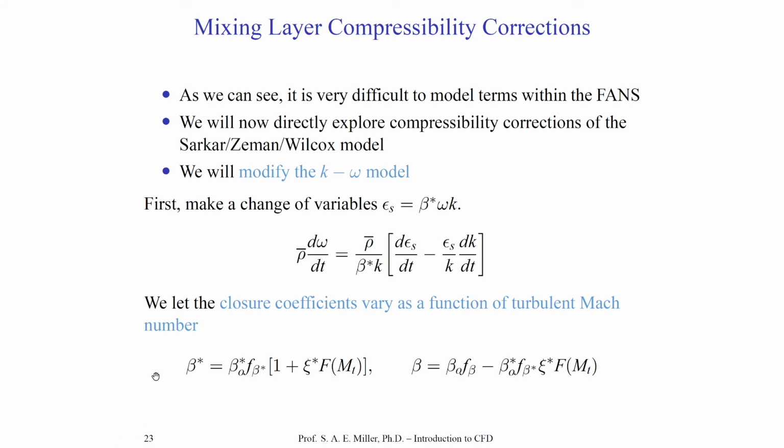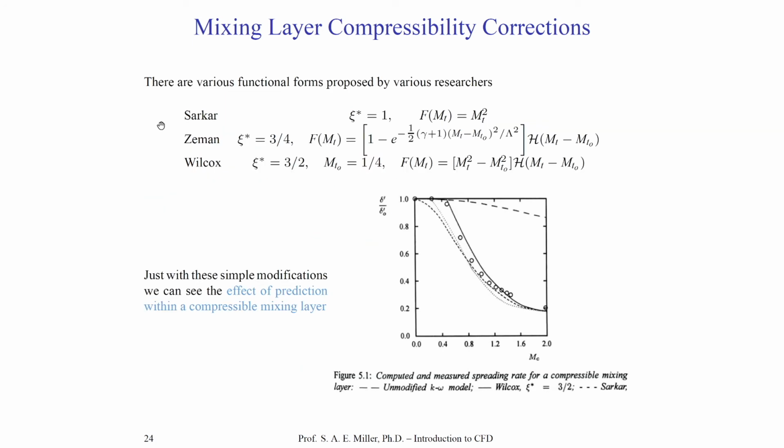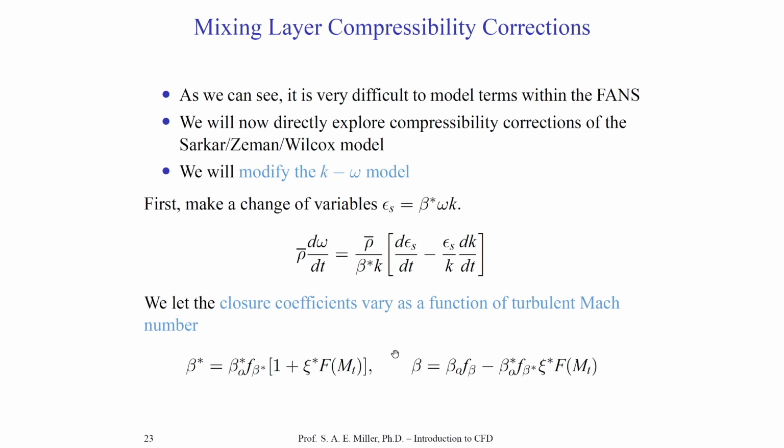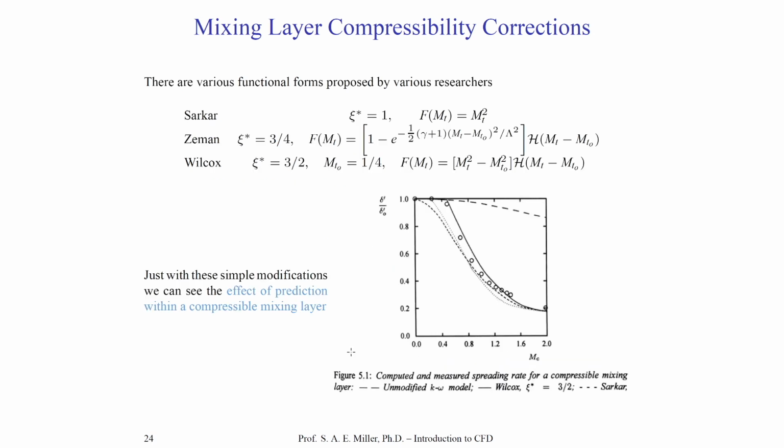Look at the particular closure coefficients now. These are simply made and calibrated. Now, based on this mixed equation, there's 3 people who came along and proposed coefficients and functional forms for, of course, beta star, beta, and f, and all these other terms. These are generally household names in the field of CFD and turbulence. The first is by Sarkar, Zeman, and Wilcox. Based on this simple correction and replacement of an equation in a k omega model with a mixed model, we can now calibrate the terms and see how it does on a particular flow.